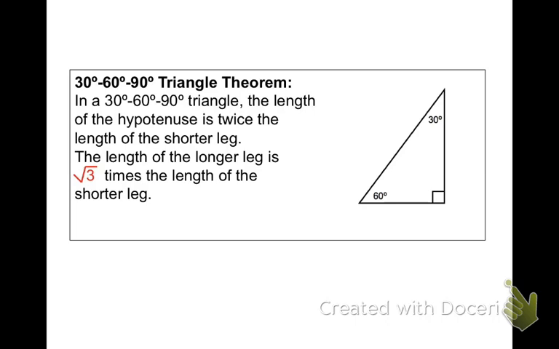The length of the longer leg is square root 3 times the length of the shorter leg.